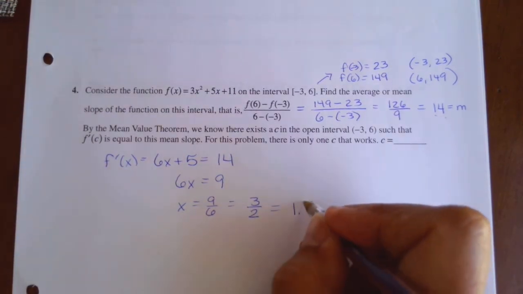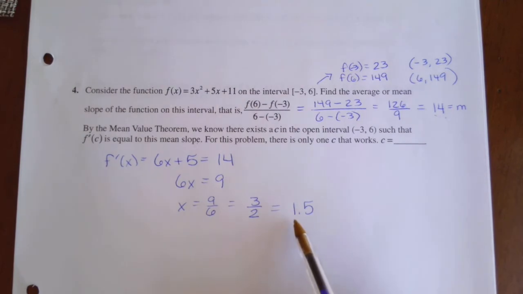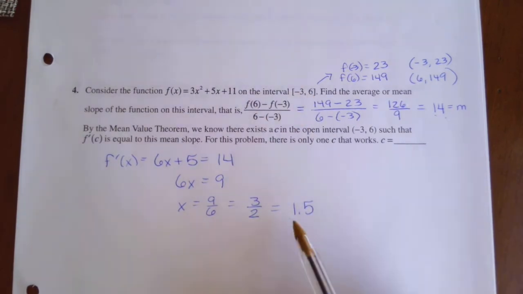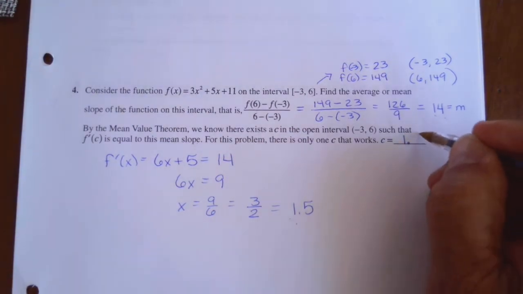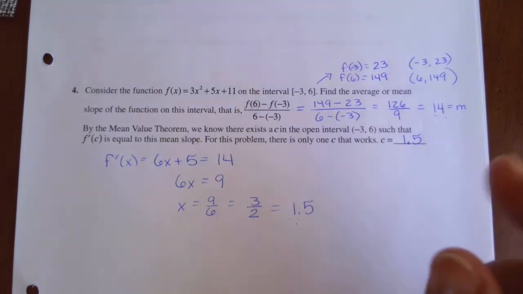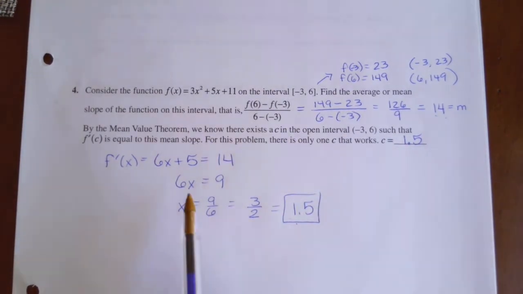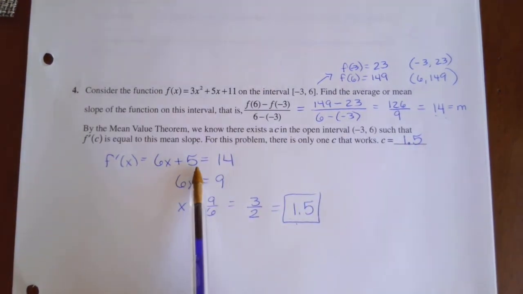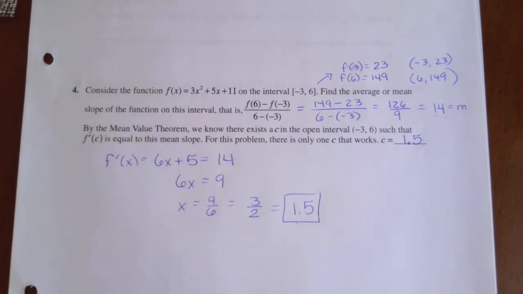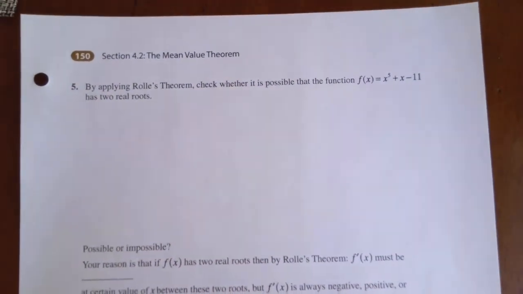Or you can write 1.5, right? Same number, but notice, is that between these guys? Yes, it is. So that's the value of c that we found, 1.5 or 3/2. Okay. That is the derivative of the function equal to the slope. That's the x value, which is, again, c for this problem. Okay? All right. Number 5.